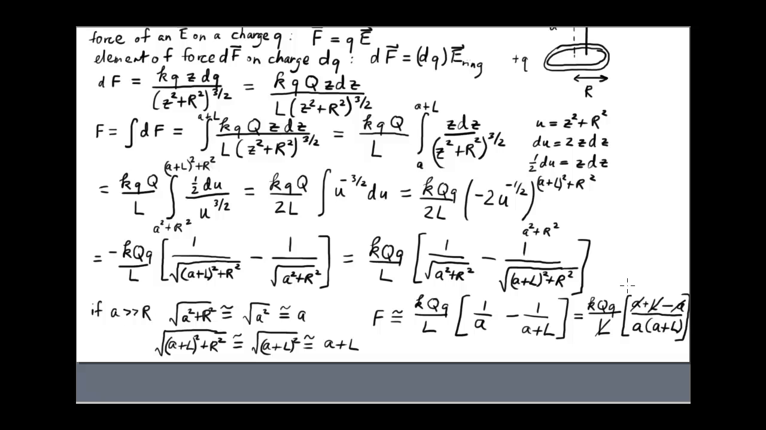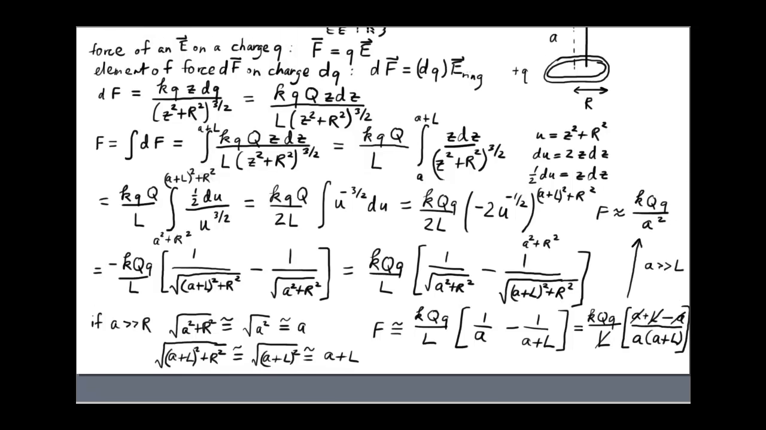And now, let's just take the final step. If we look at that answer and realize that we also want the limit where A is much, much greater than L, then the denominator becomes not A times A plus L, but just A times A. So we're left with this approximate force, having made the approximation both that A is much greater than R, and now A being much greater than L as well. We get K Q q over A squared. And look at that for a minute.